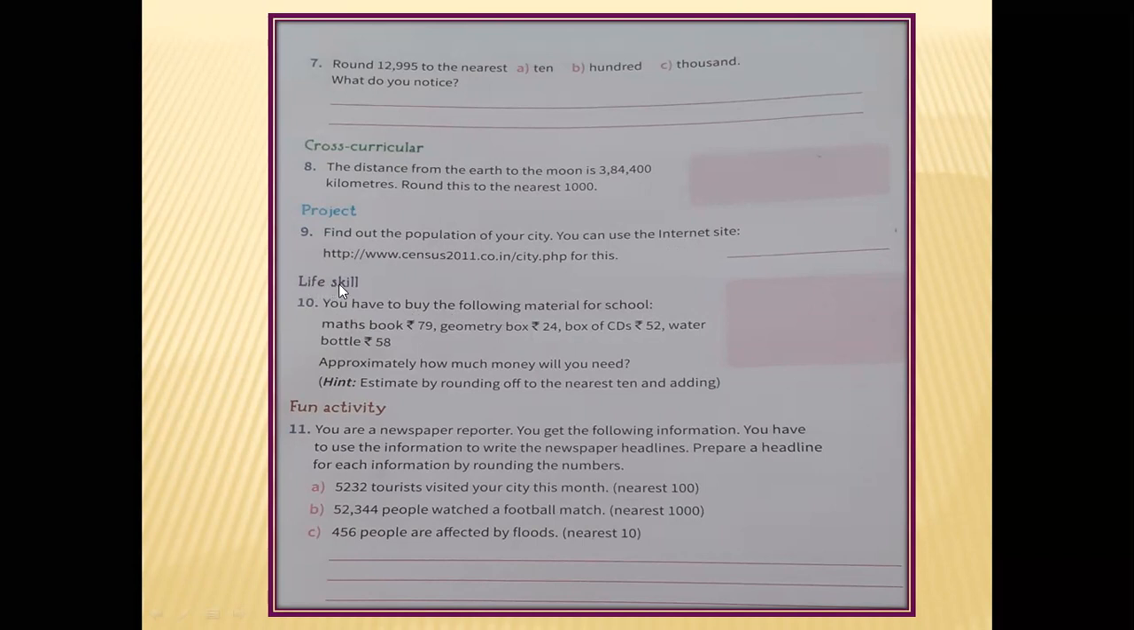Next, 10th one, life skill. You have to buy the following material for school: maths book rupees 29, geometry box rupees 24, box of CDs rupees 52, water bottles rupees 58. Approximately how much money will you need? Hint, estimate by rounding off to the nearest 10 and add. Okay, first you have to round this number to the nearest 10 and then you have to add. Okay, here you have to do that problem.